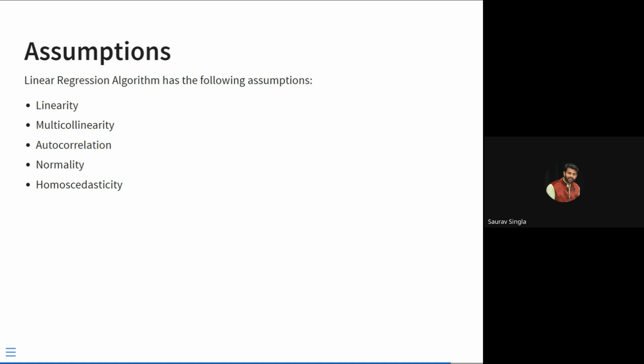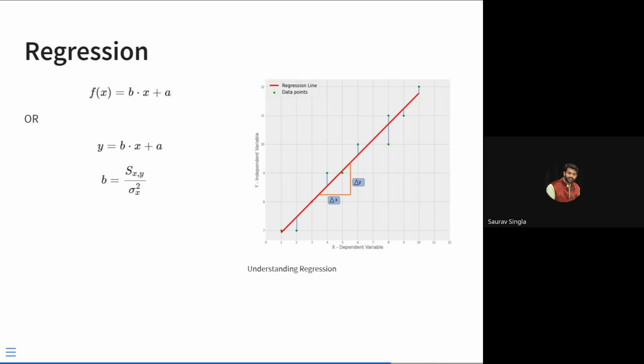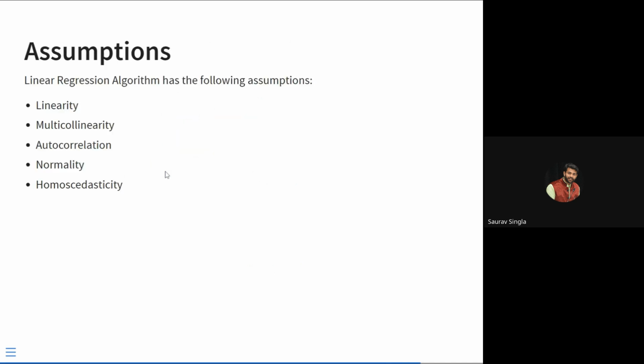Then autocorrelation. Autocorrelation is telling that there is one more term in this model, that is the error term. Here, it should be Y equals bx plus a plus e. E is error. So the autocorrelation assumption is telling that your x term is not correlated with the error. The error terms are not correlated with the x.